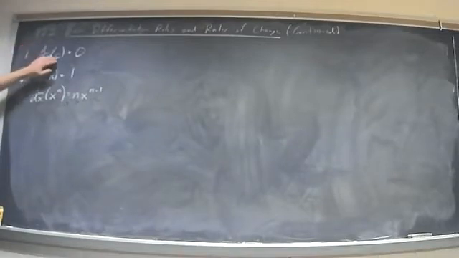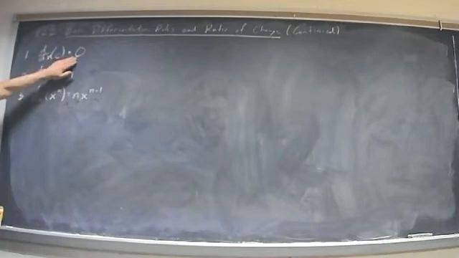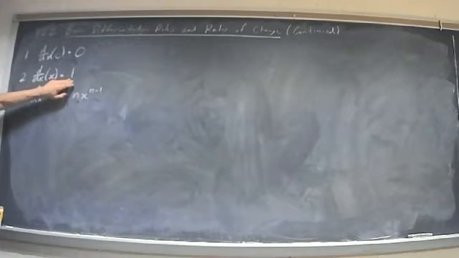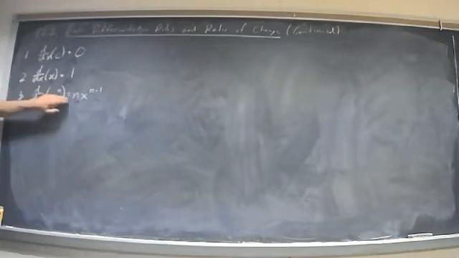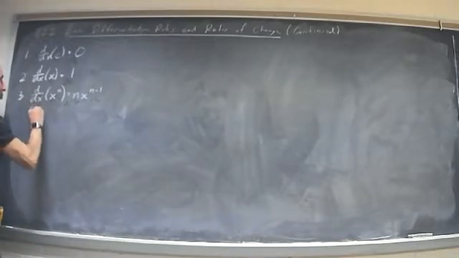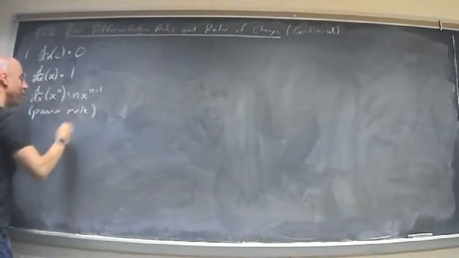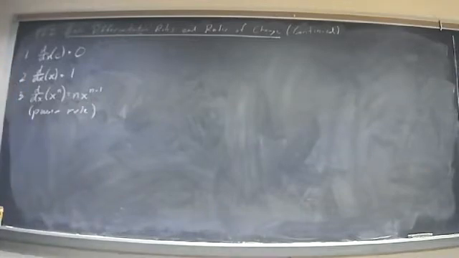The derivative of any constant equals 0. We worked that one out using the limit definition of derivative. The derivative of the function x is 1. We also worked that out using the limit definition. Limit as h goes to 0, f of x plus h, and so on. And the derivative of x to the n equals n times x to the n minus 1. Remember, this is called the power rule. And we use it on power functions.